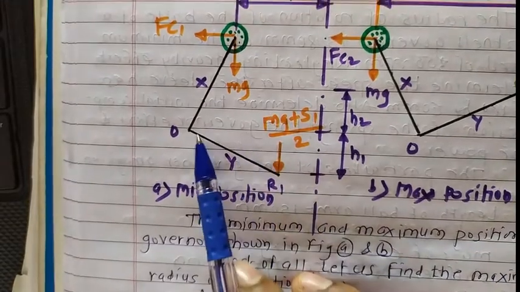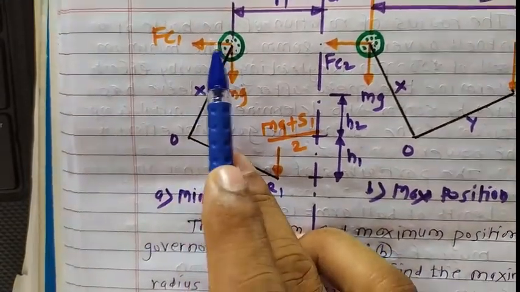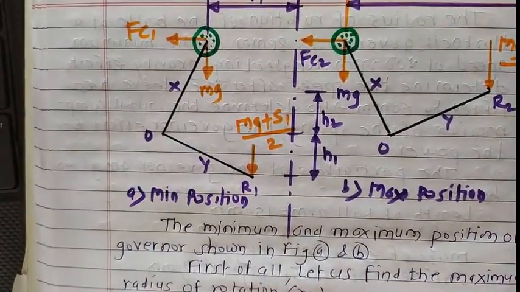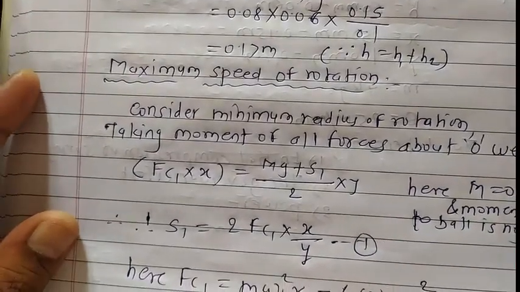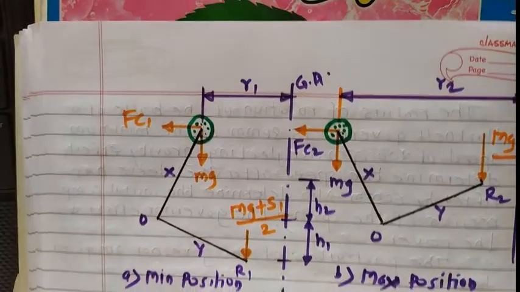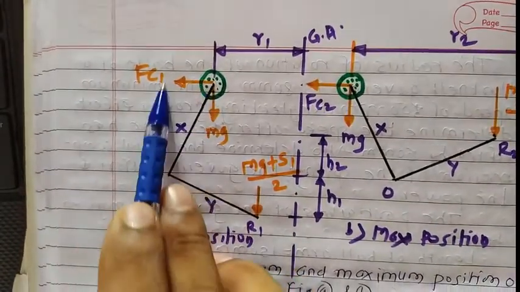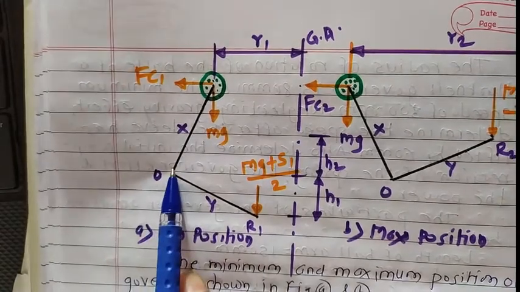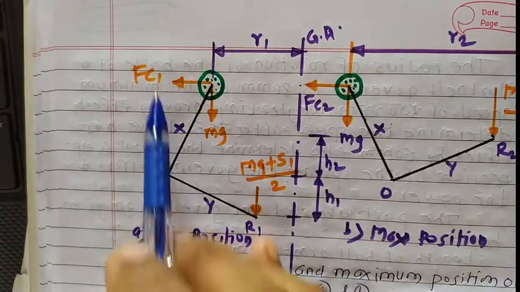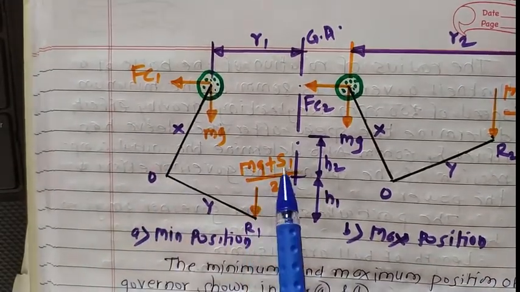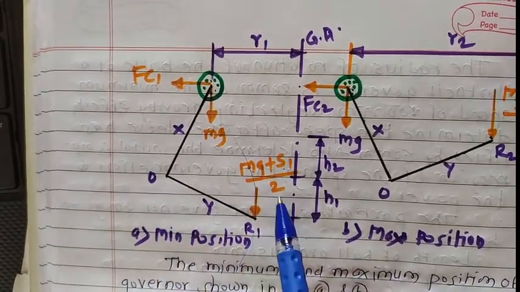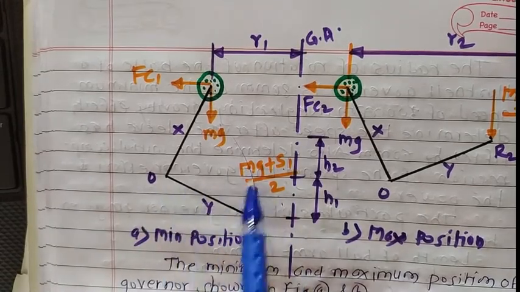So you have to take the moment corresponding to this minimum position, of this force and this force about this point. Just focus here: Fc1 multiplied by x. The obliquity effect is neglected, so this vertical distance you have to consider as x. So if I take the moment of Fc1 about this point, it is Fc1 multiplied by x. And next one, (mg plus S1) divided by 2, turns about this point in the clockwise direction, so (mg plus S1) divided by 2 multiplied by this distance y.